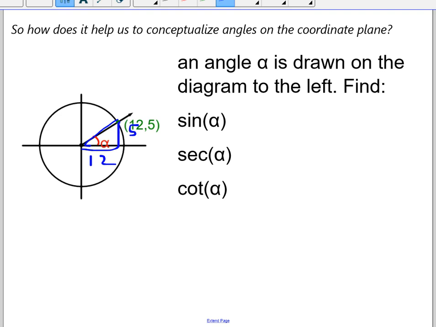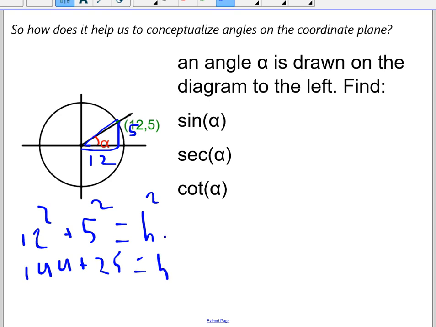A squared plus b squared equals c squared. The c is the hypotenuse, so that's what we're solving for. So we're doing 12 squared plus 5 squared equals the hypotenuse squared. So that's 144 plus 25 equals the hypotenuse squared. And that's 169 equals the hypotenuse squared. We need to take the square root of both sides, and the square root of 169 is 13. So the hypotenuse equals 13.